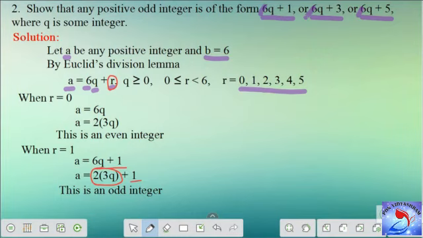So this is not actually an even integer, because if we represent any number as a product with 2, it is going to be an even integer. We have represented 6q as a product of 3q and 2, but still there is a 1 which is added to this product. So this tells me that this is an odd integer. That is, a becomes odd in this case. That is, when your remainder is 1, your a is an odd integer.